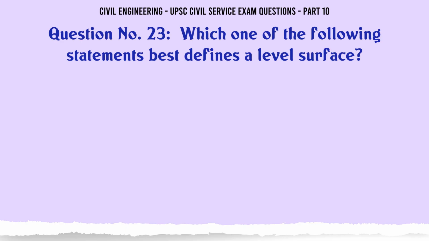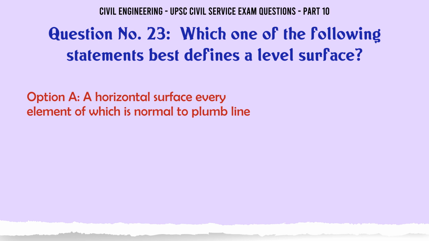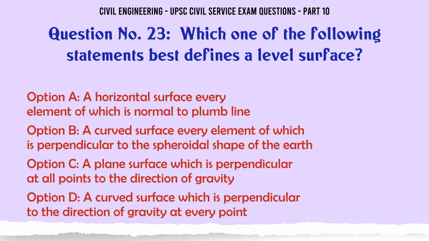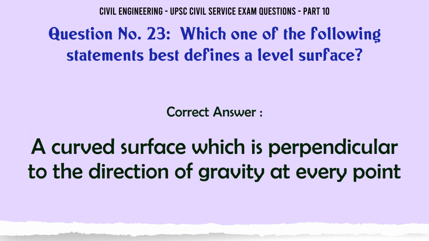Which one of the following statements best defines a level surface? A. A horizontal surface every element of which is normal to plumb line. B. A curved surface every element of which is perpendicular to the spheroidal shape of the earth. C. A plane surface which is perpendicular at all points to the direction of gravity. D. A curved surface which is perpendicular to the direction of gravity at every point. The correct answer is a curved surface which is perpendicular to the direction of gravity at every point.